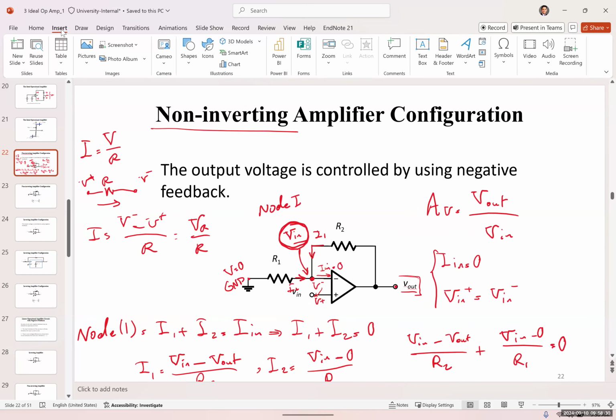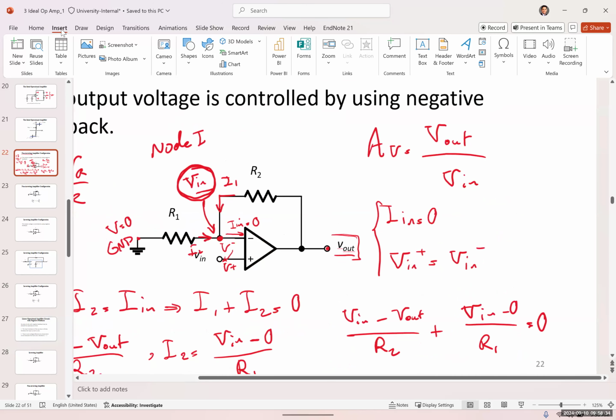I don't know if I can solve it here. I have enough space or not. So the answer, let's go. Can I erase the one on the top? Is it okay if I erase this? Yes.